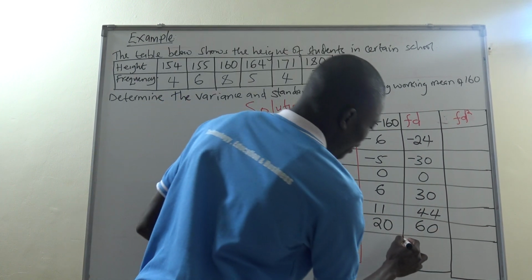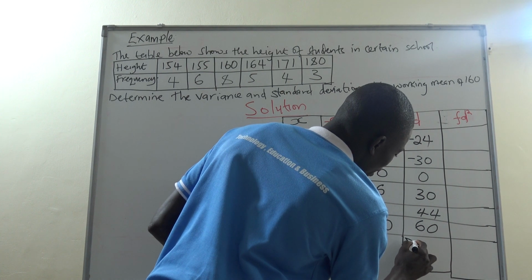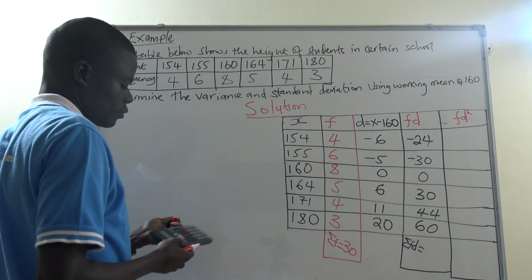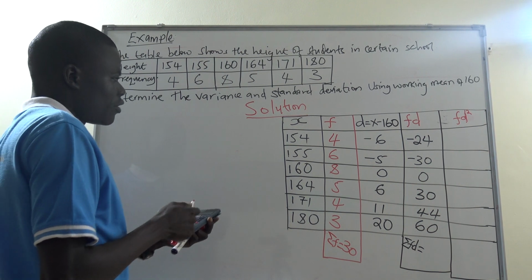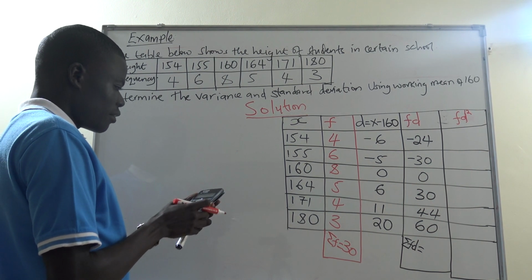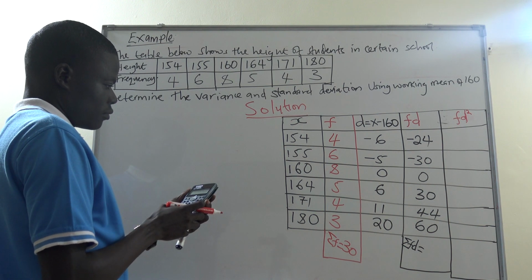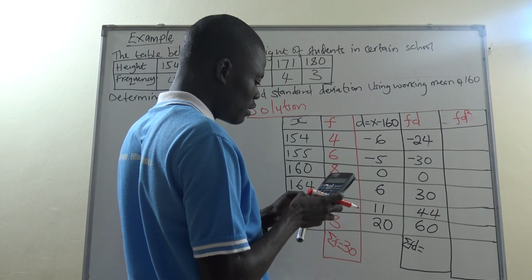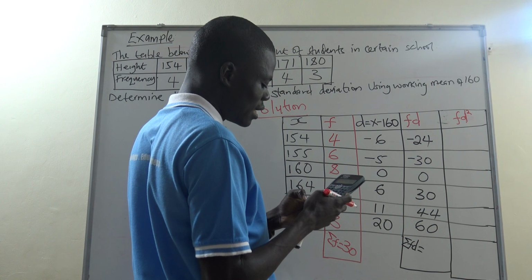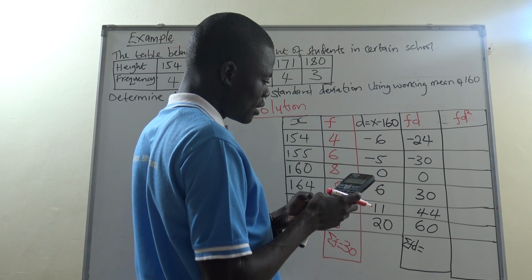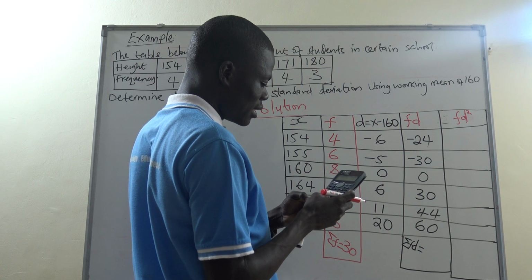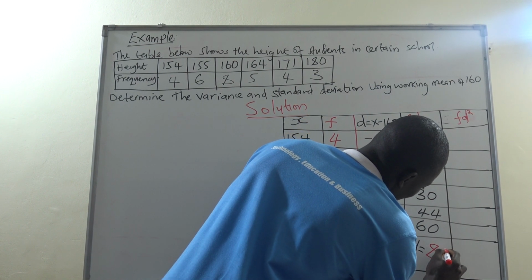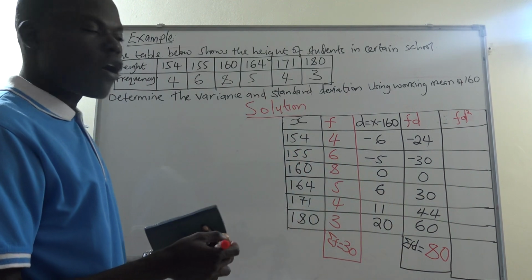So we shall add and get the total summation of FD. We shall add from top to bottom, that is negative 24 plus negative 30, then plus 30, plus 44, plus 60. We shall get summation of FD as 80. So that is our summation of FD.